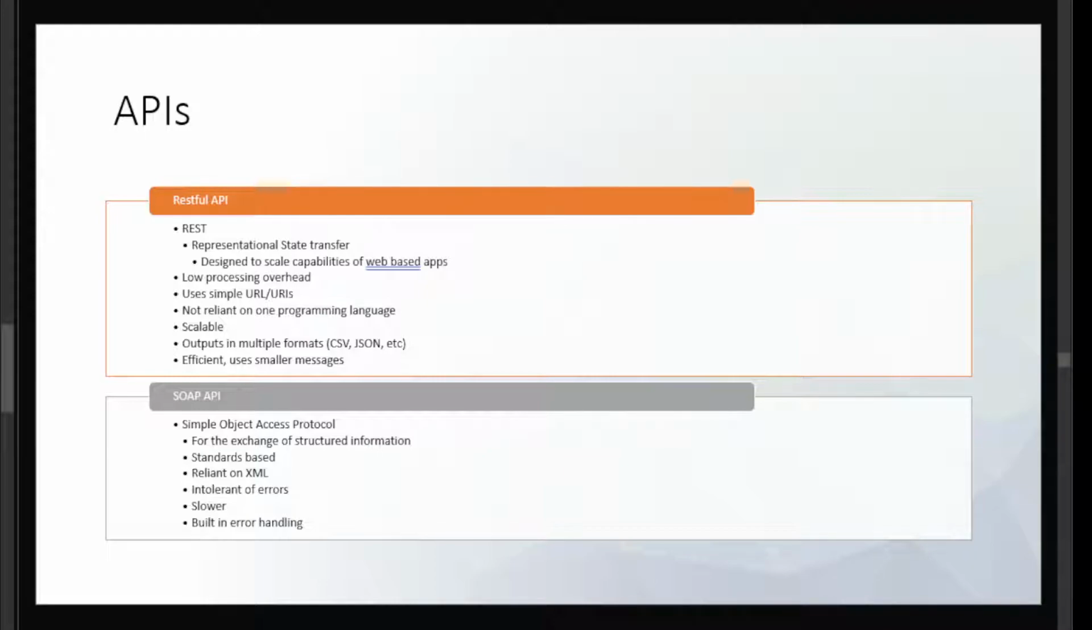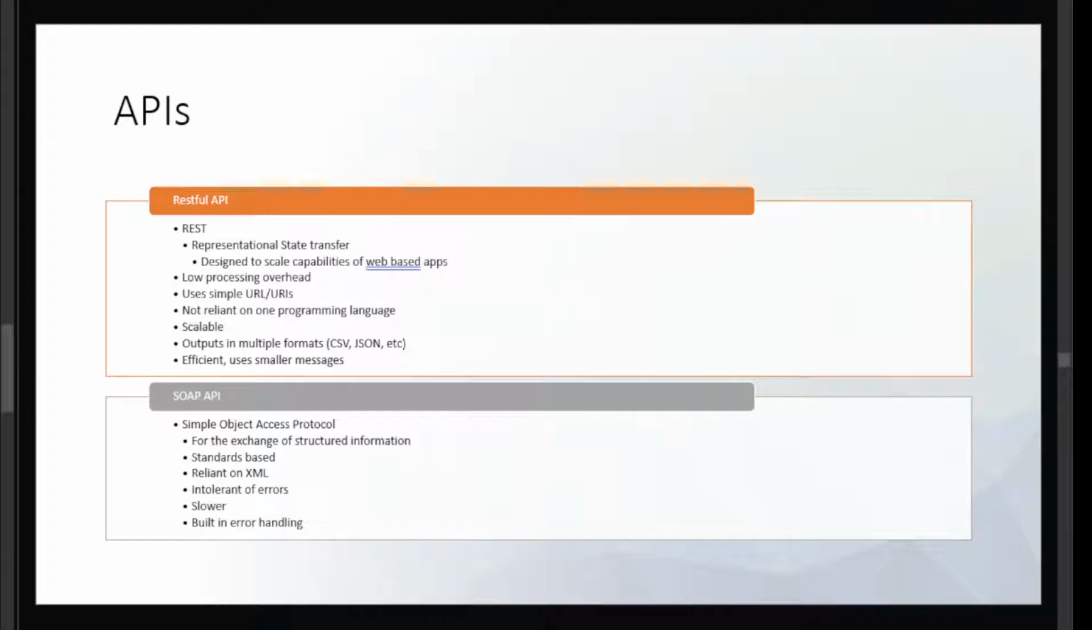So the first type of API is a RESTful API. It is a REST API, and it stands for Representational State Transfer. These are designed to scale capabilities of web-based applications. There's low processing overhead. They use simple URLs, URIs. They're not reliant on one programming language. They're highly scalable, and they output in multiple formats, CSV, JSON, etc. They're efficient and use smaller messages.